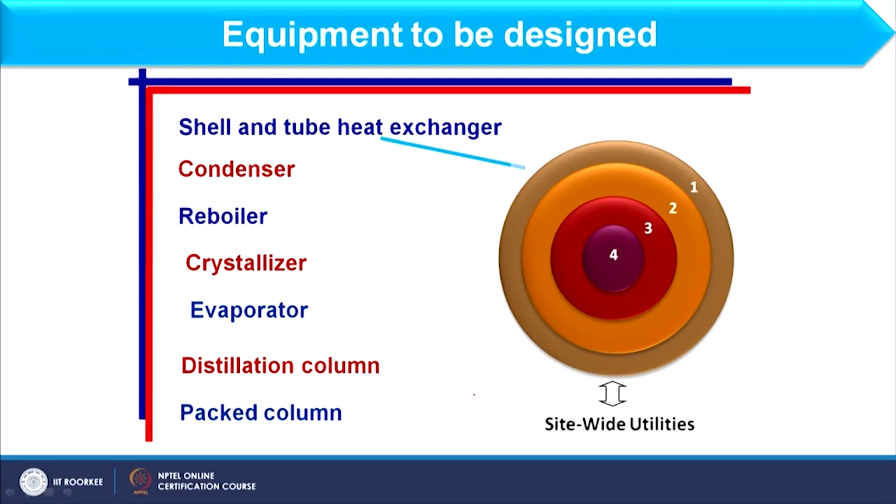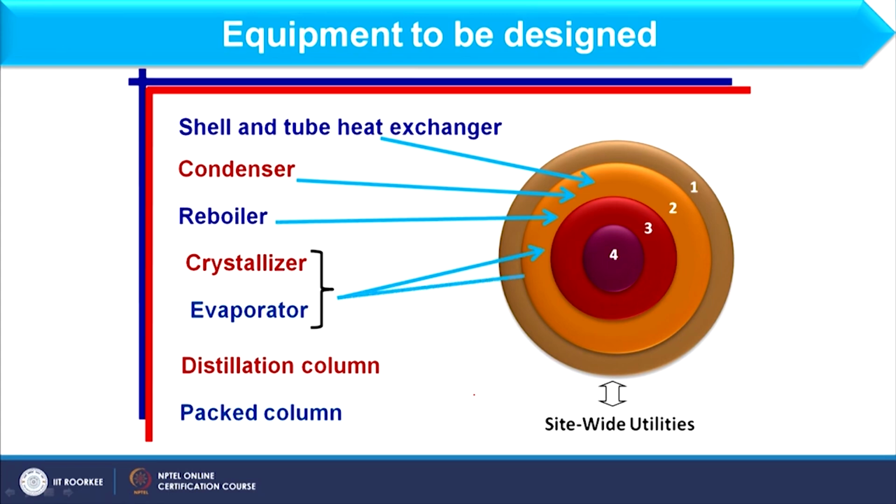As far as the shell and tube heat exchanger is concerned, this will come in the second layer, and the condenser also comes in the second layer. Reboiler is again a heat exchanger, so it will be on the second layer. And then we have crystallizer and evaporator. We can separate here and we can transfer heat also. So, it will focus on two layers, separator as well as heat exchanger. Then distillation column and packed bed are in the second layer, that is a separator.